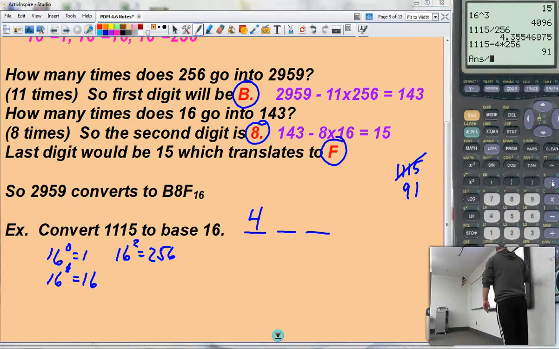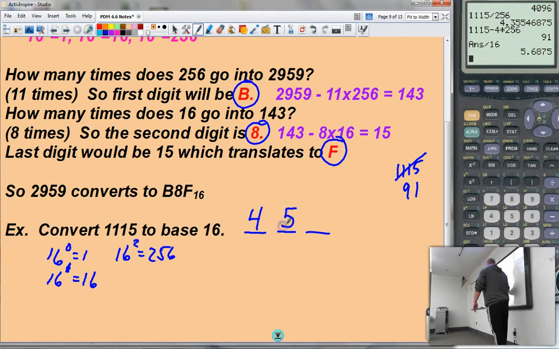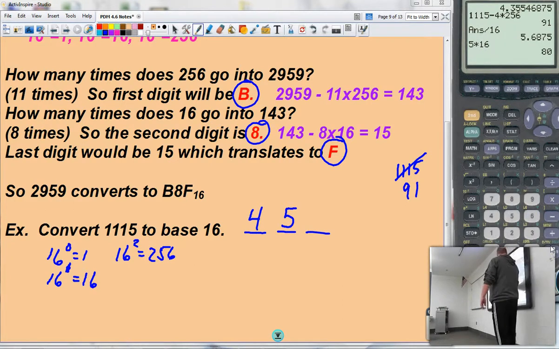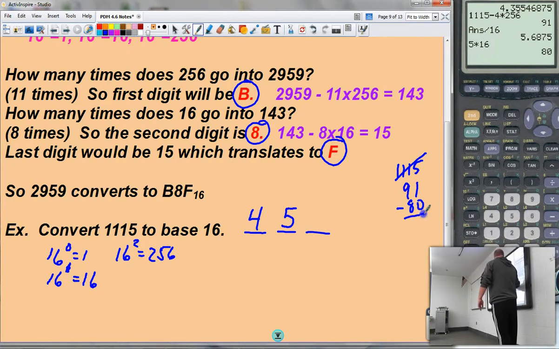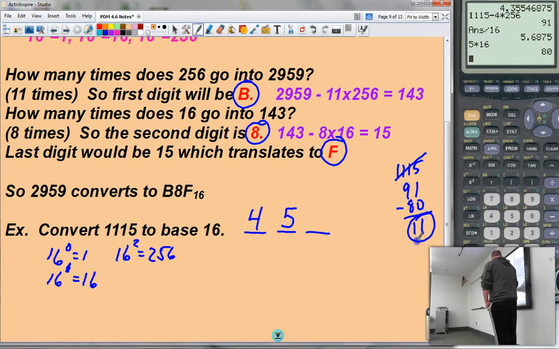So take 91 divided by 16, and the answer is 5.6875. So I know my second digit must be a 5. 5 times 16, I believe, is 80. So if I subtract off that 80, I end up with 11 left over. And then for my last one, how many times does 1 go into 11? 11 times. Now 11 would be letter B.